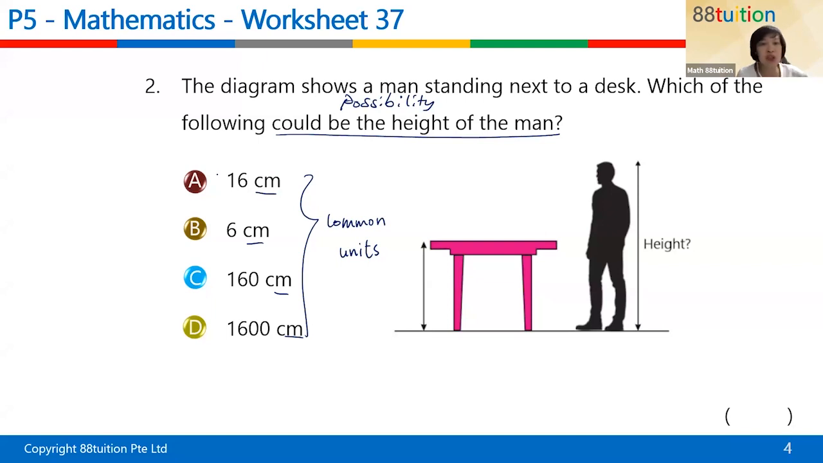Now 16 cm is within this hand span, so 16 cm is out. 6 cm is definitely out. So you cross out the impossible ones. Now think about it: 1600 cm is almost equal to 16 meters. A 1 meter table is quite big. So can a man be 16 times what you are measuring or not? Impossible, right? So you cross it out, and 160 is the correct answer.